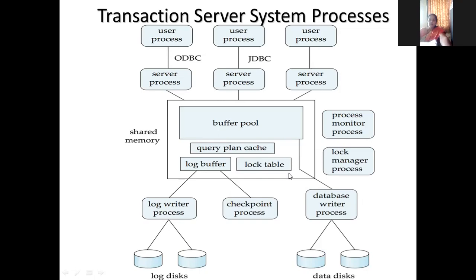So see, this diagram is a holistic view of the server system architecture. User processes means the client side. The client sends a request to the server side, and when sending a request, it can use an interface, JDBC. So users reside on the client side. Got it, Manisha?